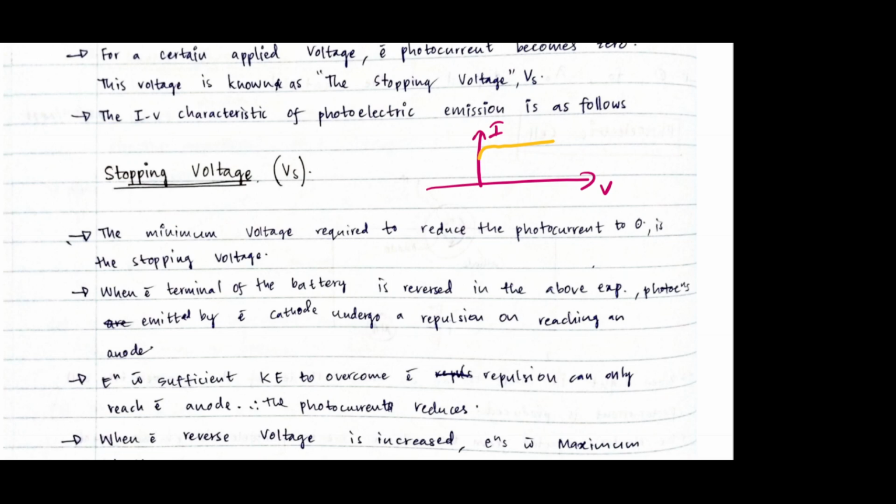We discussed the reason why. Then we reversed the terminals and conducted the same experiment to find out something interesting. We got a situation where the current becomes zero, and we call that voltage the stopping voltage Vs. We also went through the reason why we have a stopping voltage.